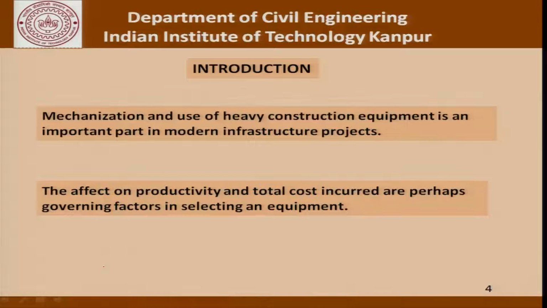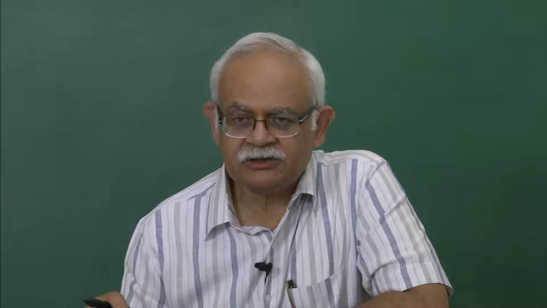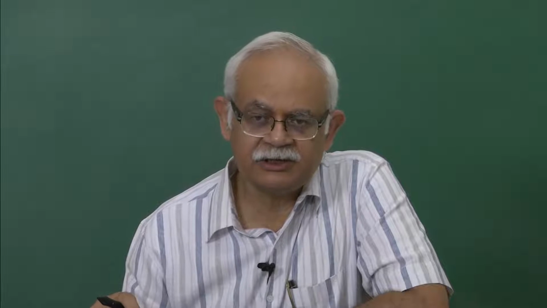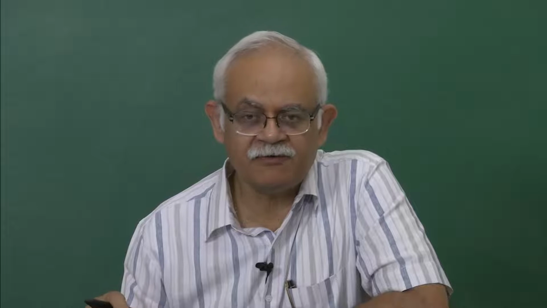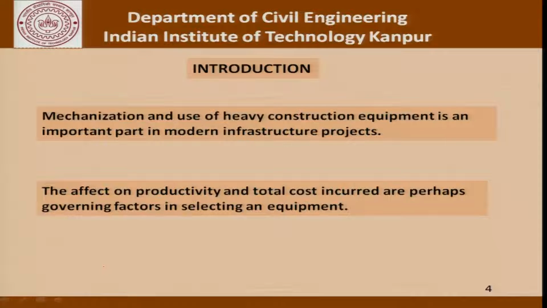Now, the effect on productivity and the total cost incurred are perhaps governing factors when it comes to selecting an equipment. In the last class, we did see how the maintenance cost and the initial investment and the whole concept of time value of money helped us find out whether one equipment was better than the other. Apart from that purely economic consideration, there is this issue of productivity and the total cost. The productivity has to be also brought into our thought process apart from the total cost, which was discussed in the last discussion.